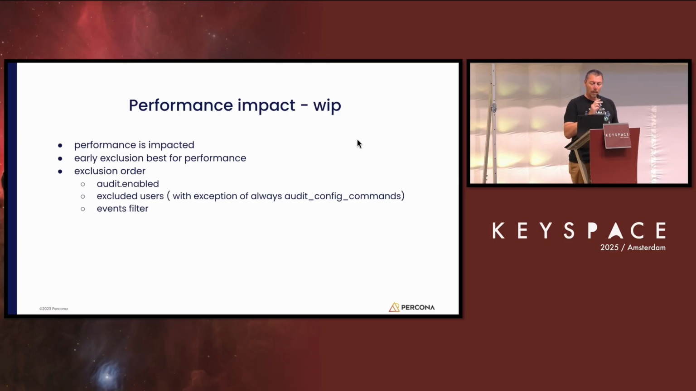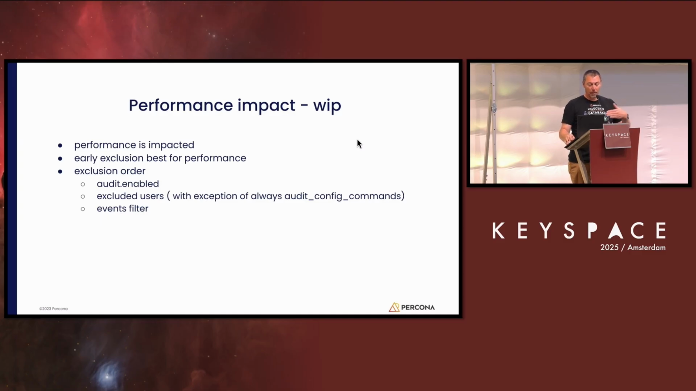So where are we with this in terms of performance? That's obviously a concern with Valkey. Performance is of course impacted. With the exclusion, we try to limit that as much as possible. The order of this is important. There's a flag to enable it completely or disable it completely, just really for testing purposes, so you can see what impact it has. And then the more important bit is excluding users and IP addresses.